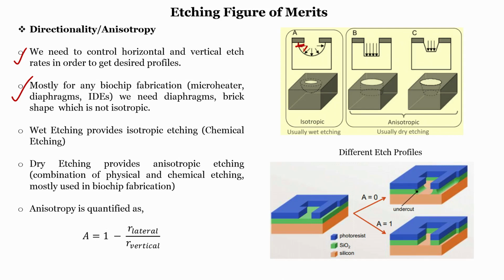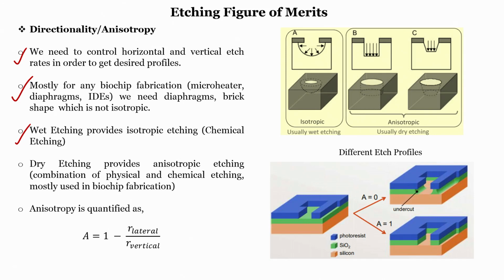So, we can get this kind of etching which is isotropic etching, all right, where the undercut is there, and it will start etching the material which is below the masked layer. Below the mask layer, this material is also getting etched. This is what we do not want in a lot of applications in the microengineering domain. Dry etching provides anisotropic etching, a combination of physical and chemical etching, mostly used in biochip fabrication.